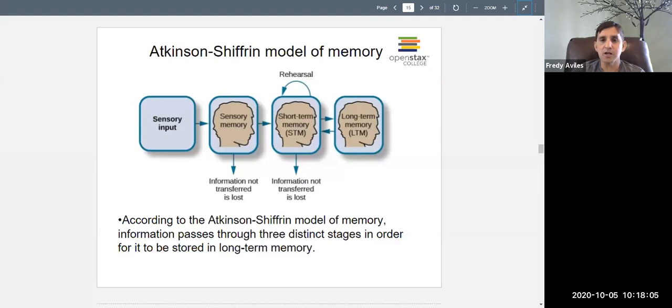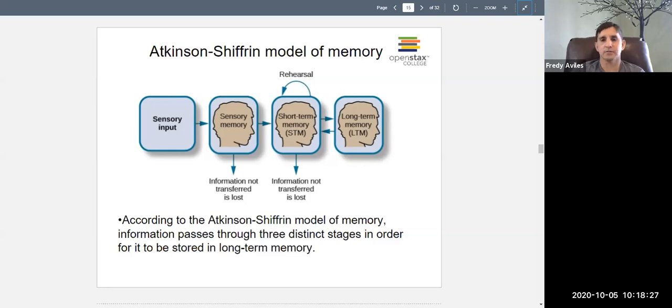If you pay attention, do something with the information, it gets into short-term memory. With short-term memory, that's when you're using information. So you are actually rehearsing information when you use it, when you're thinking about it, when you're working with it. It's also called working memory. Anything that's not transferred to the next step will be lost. Yes, if you don't rehearse it enough, if you don't use it enough, it will eventually disappear.